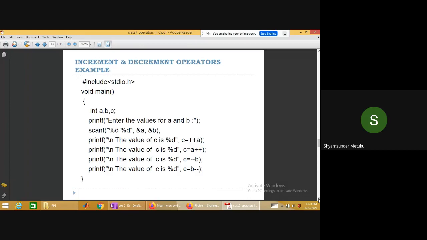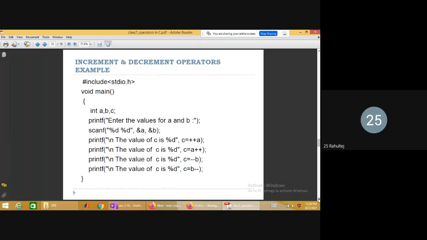I think the same thing is here. Now I guess you can explain. Enter the values for a and b. I'm entering 5 and 10 again. a is equal to 5, b is equal to 10. What is the output of the first printf? 6. Very good. c is equal to 6.